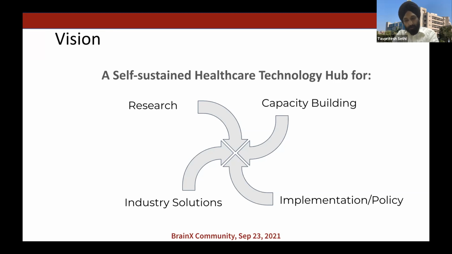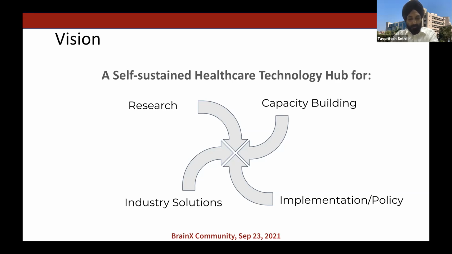And of course, we run programs that build capacity, at master's level, PhD level, and undergraduate level as well. And one of the focus areas that we are building towards is how do we engage more with industry to take some of our healthcare solutions and create solutions that can be adopted or transferred or even lead to startups. So that is the overarching goal of the center.